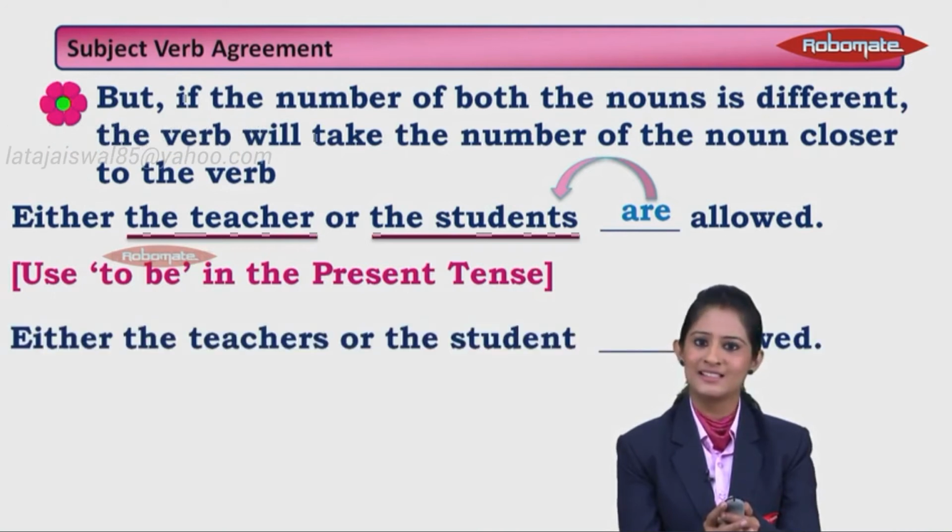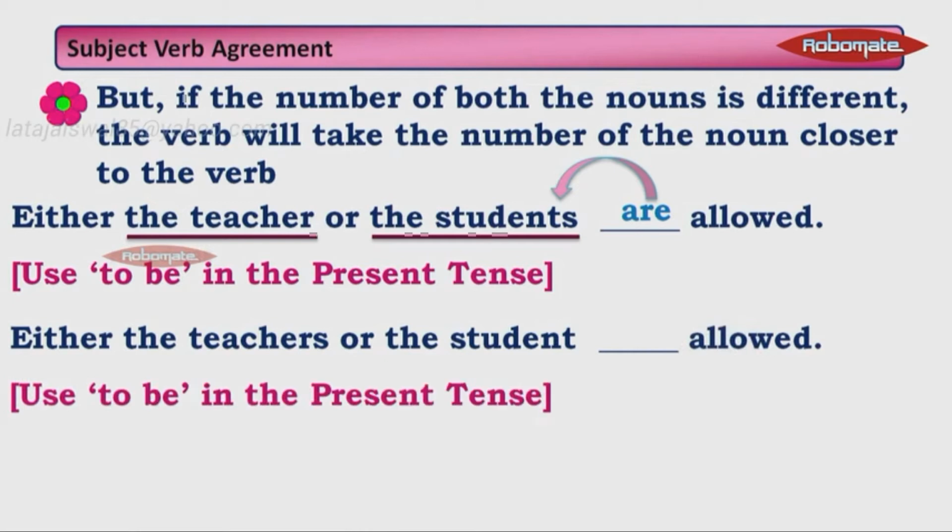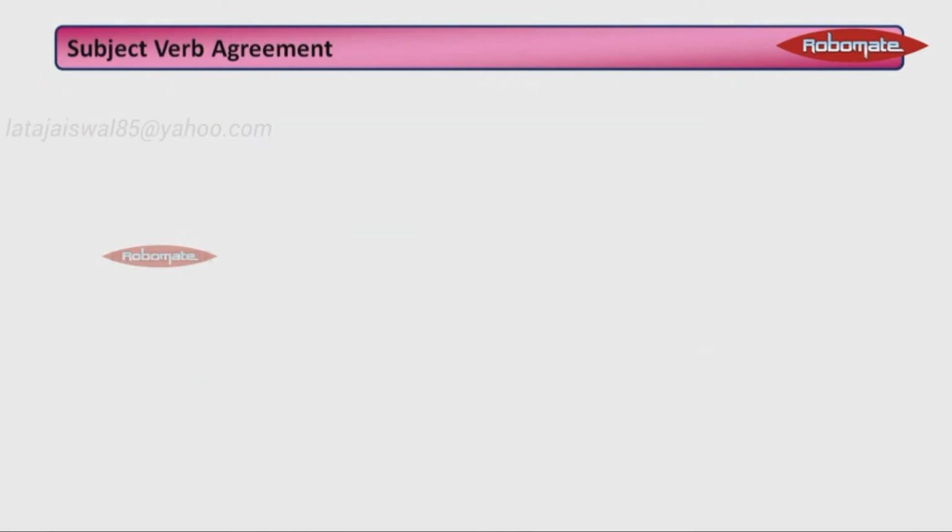Let's take a look at the second example. Either the teachers or the student dash allowed. Use to be in the present tense. Again, which are our nouns? The teachers and the student. So students, which is closer to the verb? Yes, it is the student, a singular noun. Hence we take is because the word the student is the closer noun. So here we go to the next.